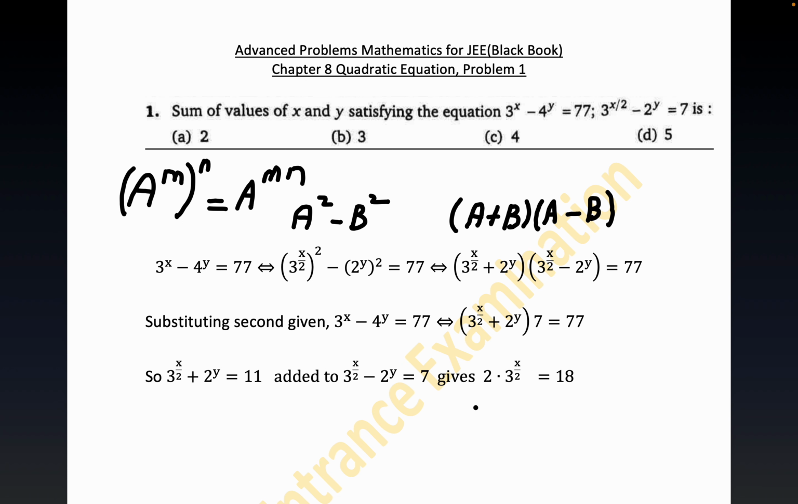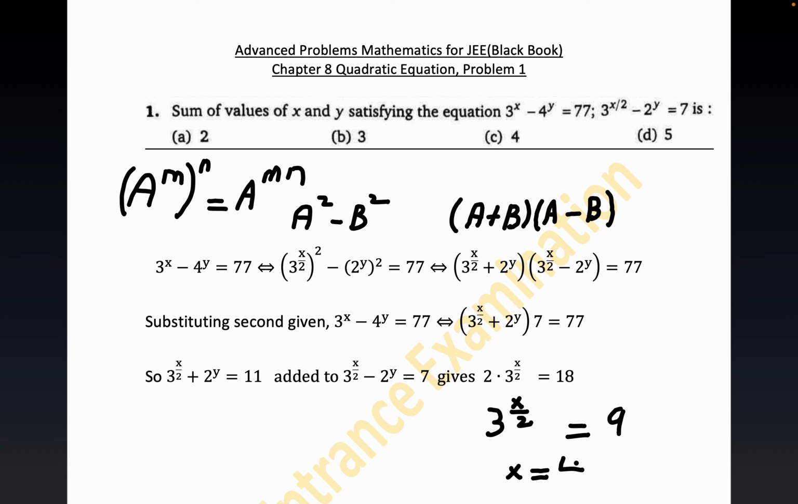Now note that that would imply that 3 raised to the x over 2 is equal to 9. All right, and then by inspection here, since we know that 3 squared is 9, that implies that x equals 4. You see, we're actually finding the roots directly, okay, which is not what the problem called for.